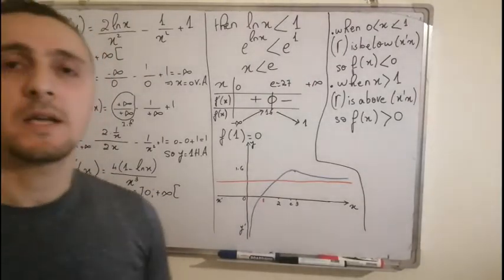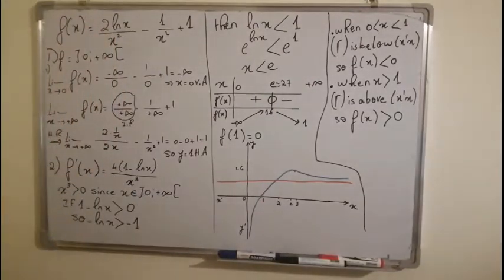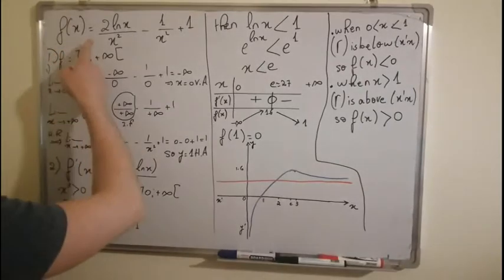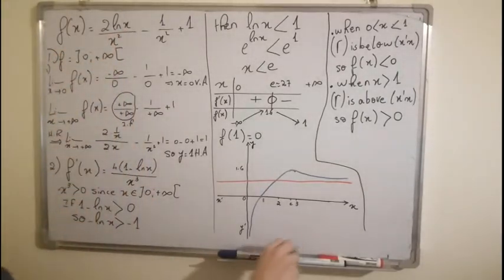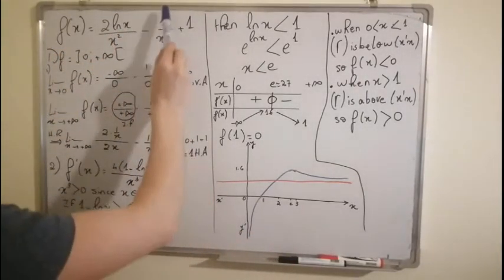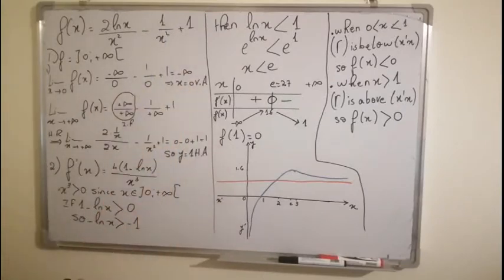Today I want to correct your homework. Given the function f of x equals 2 ln x over x² minus 1 over x² plus 1. The domain of definition of this function is 0 to plus infinity. First question: determine the limit of f of x when x approaches 0.